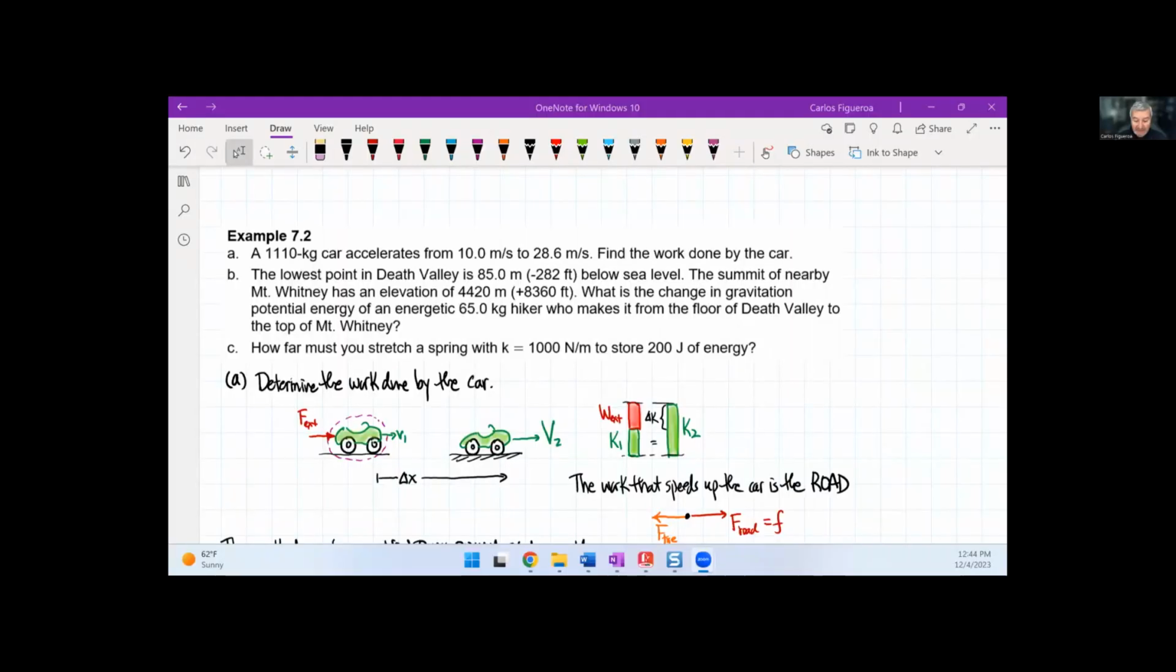So this is what we did last time. These were our examples that we were going through, and that's what we want to focus on. And what we see here is that we started to do example 7.2, and we only did A. We had a car that had a mass of 1110 kilograms, and it accelerates from 10 meters per second to 28.6 meters per second. And we wanted to find the work done by the car.